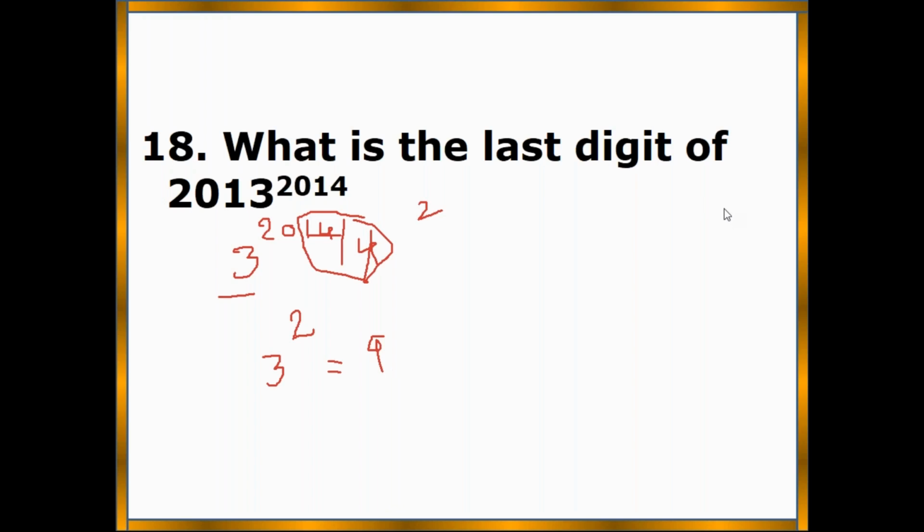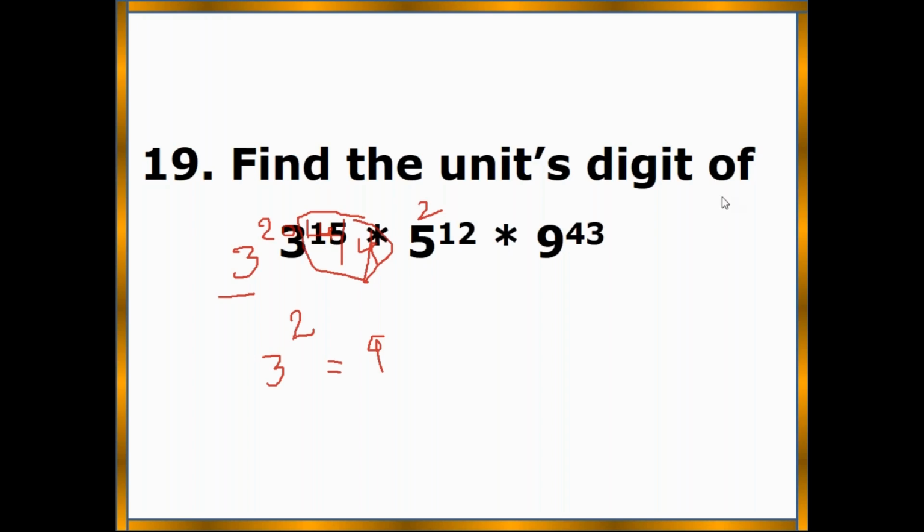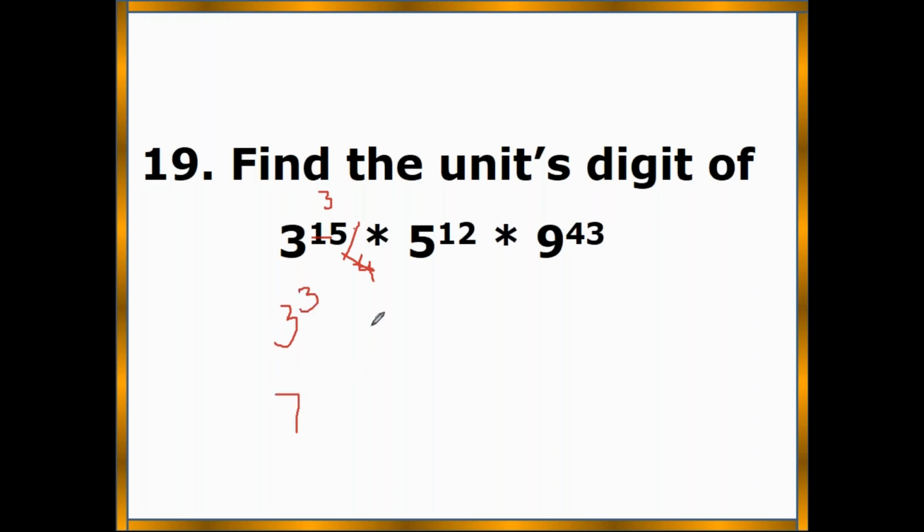Okay, next one. 3 power 15 into 5 power 12 into 9 power 43. So if the base ends with 3, what is step number 1? The power is divided by 4. 4 3s are 12, so the remainder is 3. Whenever the remainder is 3, the power becomes 3. So 3 power 3 ends with 7. That is the last digit of 3 power 15.